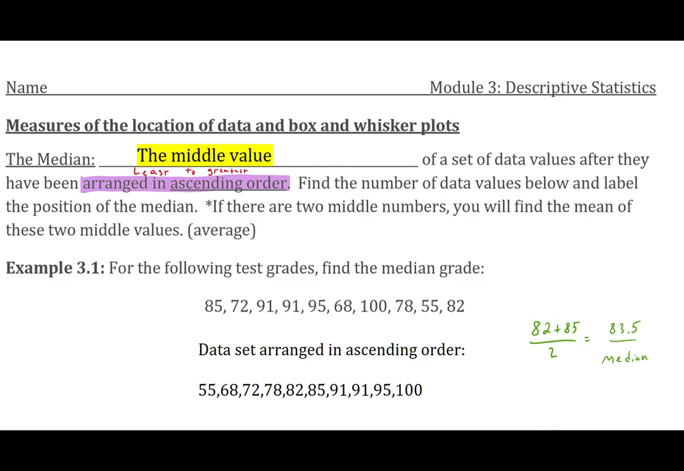Another way of finding the median is to cross off our data values in pairs. So we cross off the outside two numbers, we cross off the next two numbers, working our way in. And we'll see that the only two numbers that we haven't crossed off are 82 and 85. We've crossed off 4 on the left and 4 on the right, and that will give us the same median.